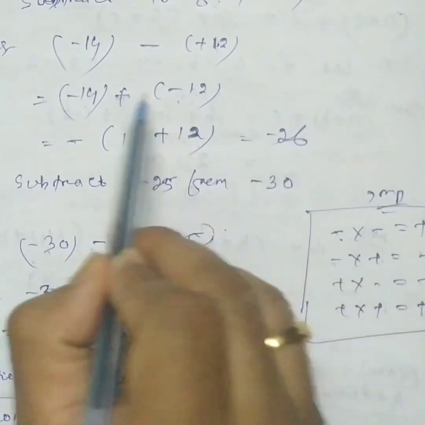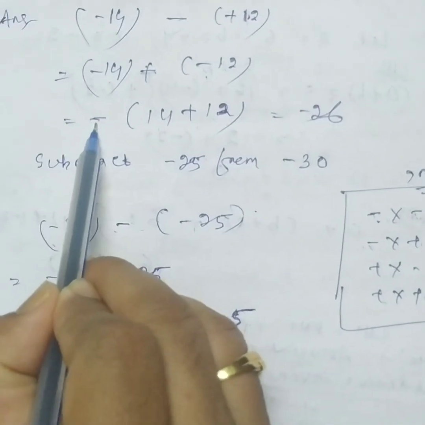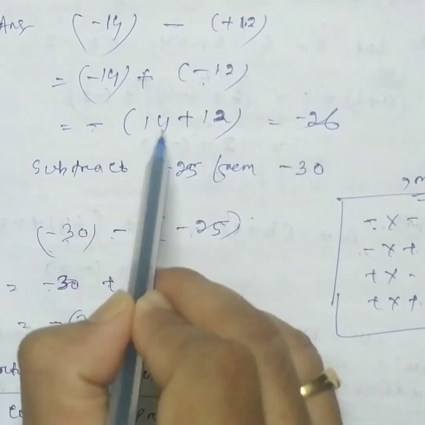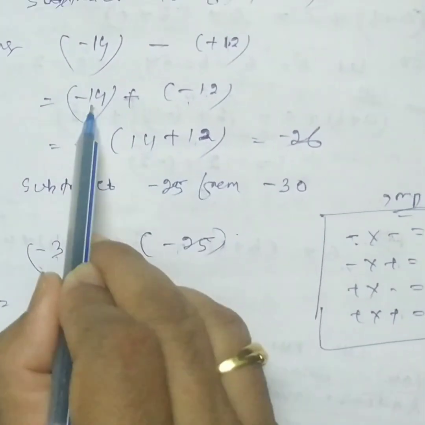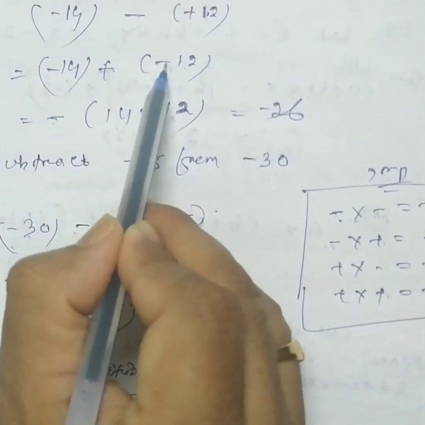So here two negative integers will be added. So put the negative sign here as I said earlier. Then only the numbers we will have to add. The numerical values 14 plus 12 is 26, and the minus sign will be there as two negative integers are there.